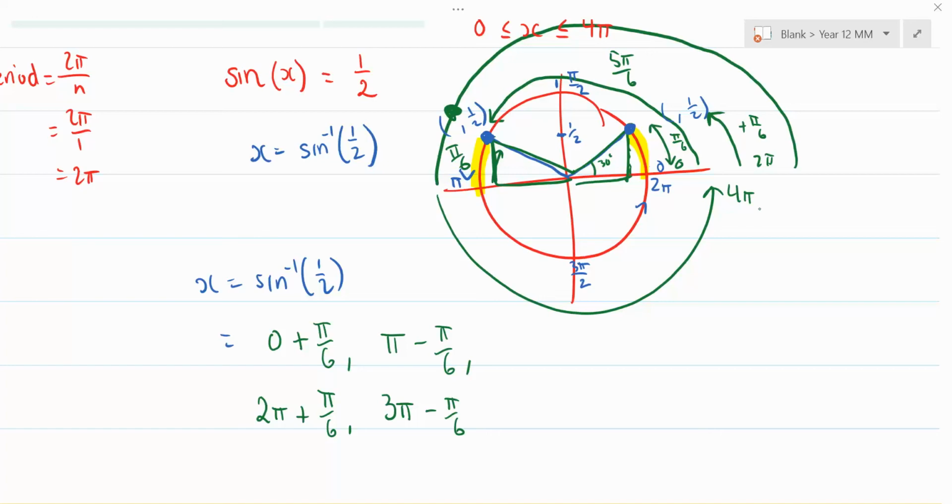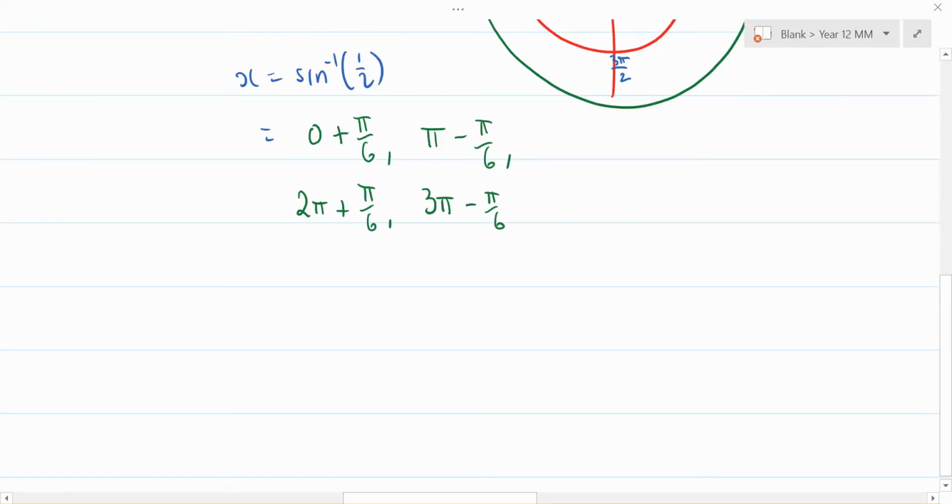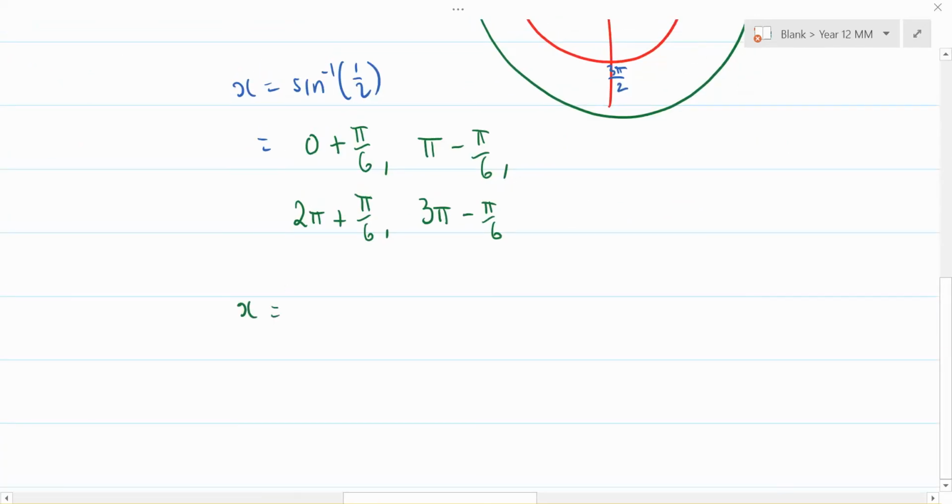So if I answer these questions now, if I simplify what I've just got, x should then equal 0 plus pi on 6, which is pi on 6. Pi minus pi on 6 is 5 pi on 6. 2 pi plus pi on 6 gives me now 13 pi on 6. And then 3 pi minus pi on 6 is now 17 pi on 6.